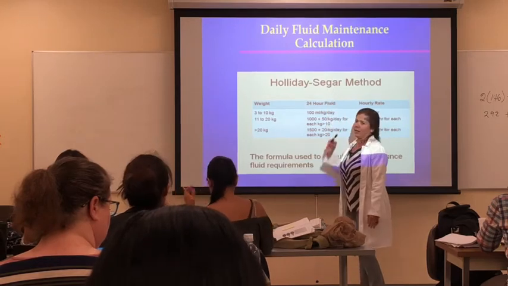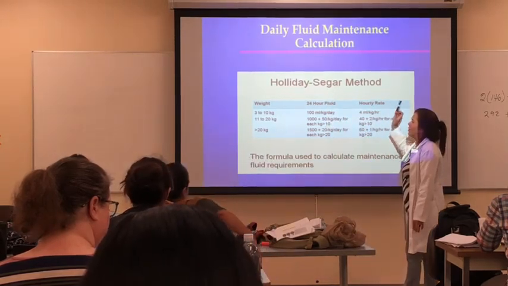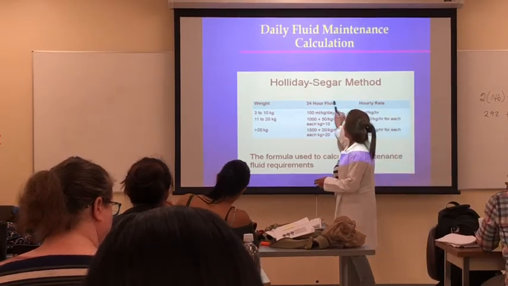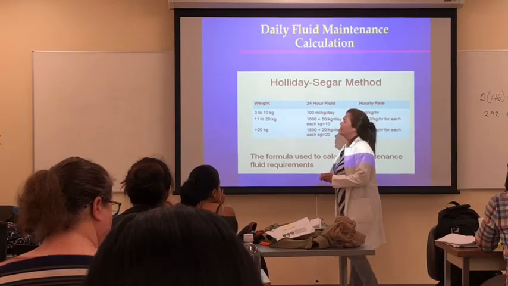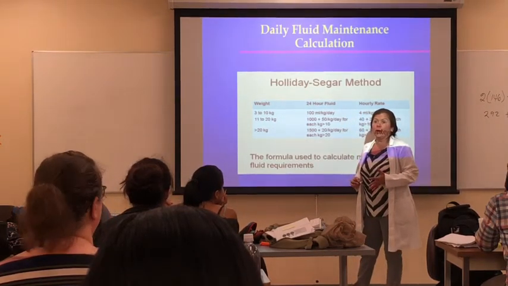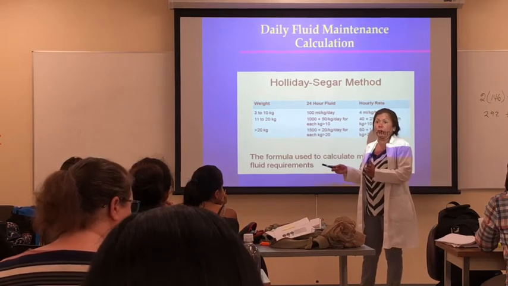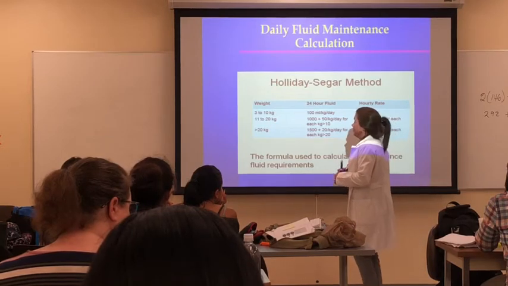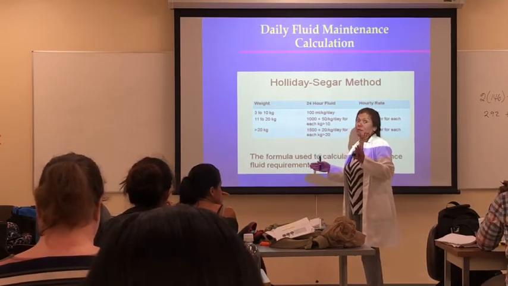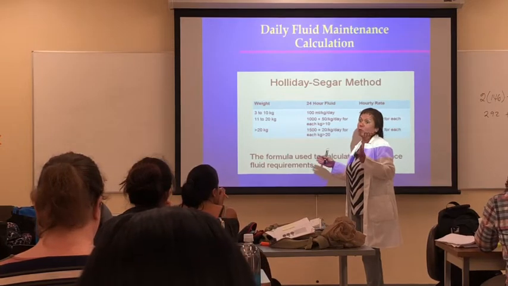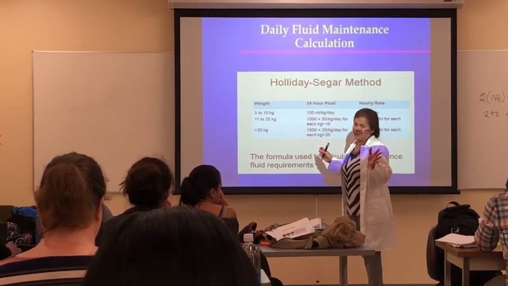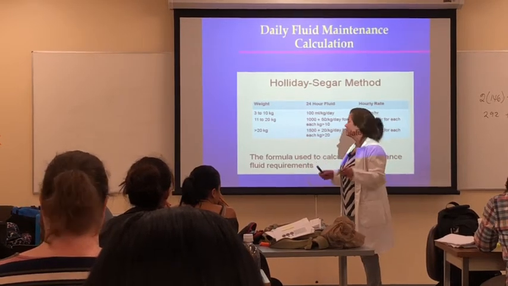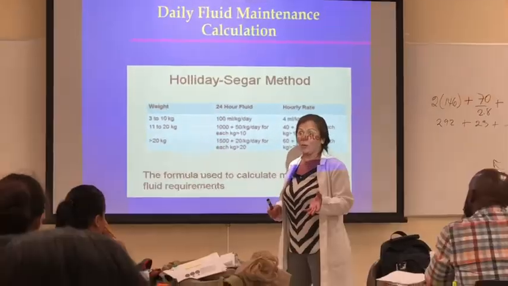We have a formula called the Holliday-Segar method. Basically it says that in a 24-hour period, you have to give a patient a certain amount of fluid based on their kilograms, and based on losses as well. Remember intake and output at least 1.6 liters, more or less 1.5, 1.6, and that actually applies for a 70 kilogram patient.